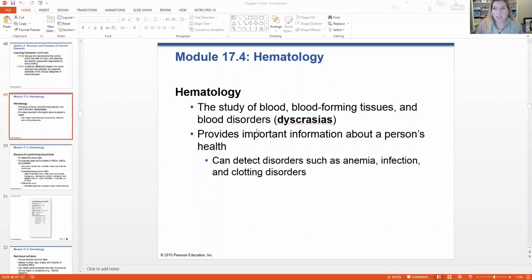This is section 17.4 if you're following along from the Martini visual textbook. So hematology is the study of our blood and blood forming, as well as blood disorders. They're all related in this study of hematology.